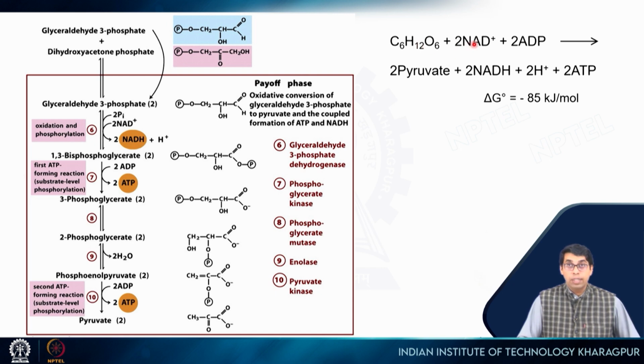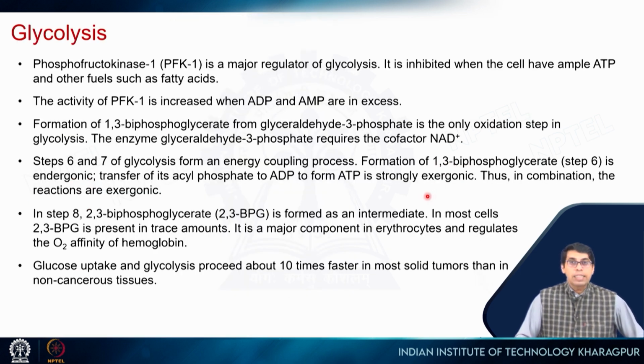Glucose, we used up 2 NAD+ to produce 2 NADH. So this is a high energy molecule. We used 2 molecules of ATP and we produced 4 molecules of ATP. So the net is that we used 2 molecules of ADP and produced 2 molecules of ATP. So the net ATP formation is 2 molecules of ATP, we get 2 NADH and we get 2 pyruvate groups and 2 hydrogen ions. And the delta G of this reaction is minus 85 kilojoules per mole, which means that overall this is a very spontaneous reaction. So some of the key features of glycolysis are listed here.